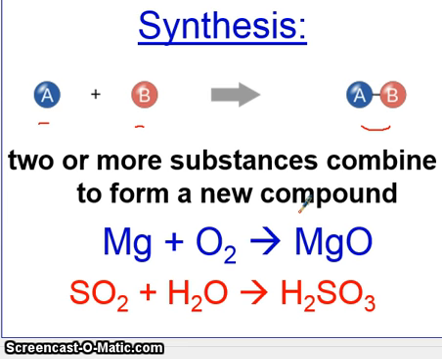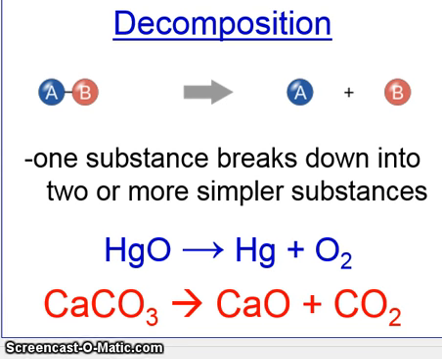And another example, in the first example we have 2 elements forming a compound. In the second example we have 2 compounds forming a bigger compound. So it could either be elements or compounds, but the whole point is you begin with smaller parts on the left side and a bigger whole on the right side. You're synthesizing, you're bringing them together. That would be synthesis.